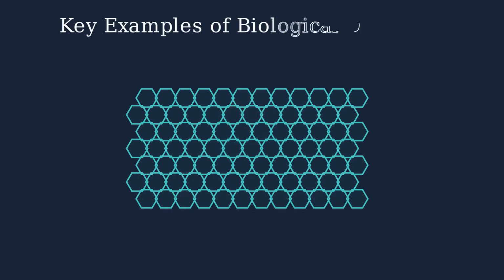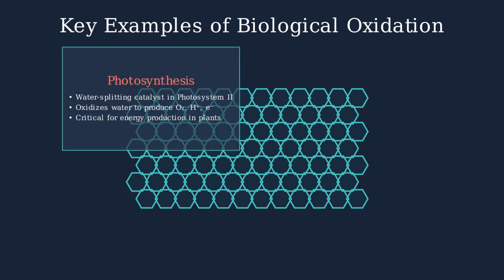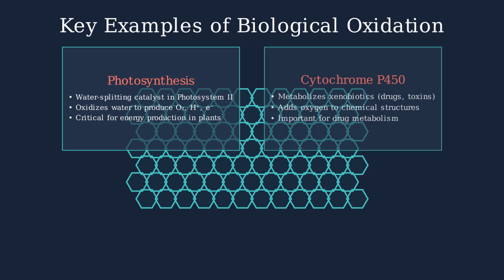Let's explore some key examples of biological oxidation processes. In photosynthesis, the water-splitting catalyst in photosystem II oxidizes water to produce oxygen, protons, and electrons, a fundamental process for energy production in plants. The cytochrome P450 system is crucial for metabolizing drugs, toxins, and other foreign compounds by adding oxygen to their chemical structures.